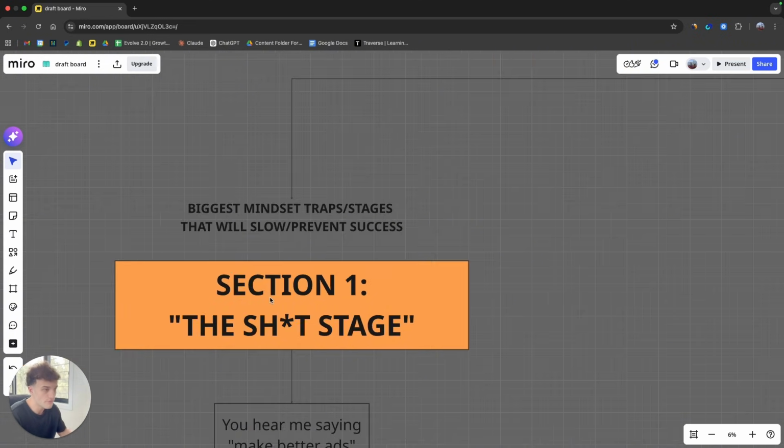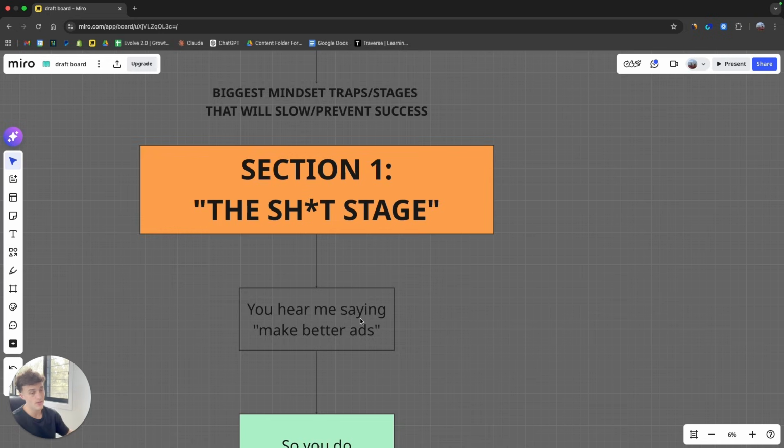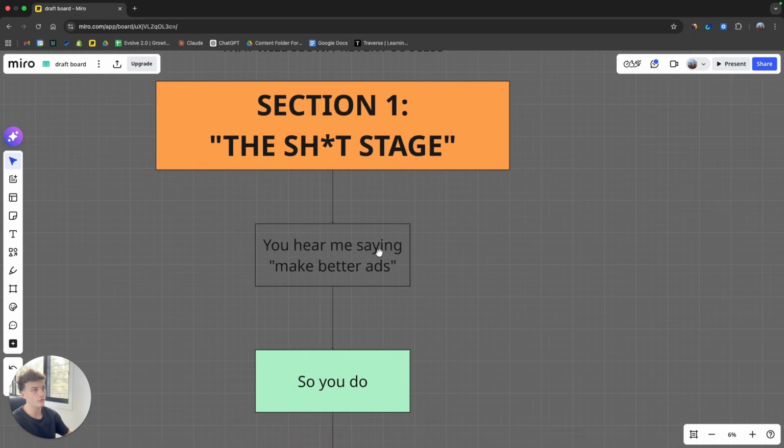So the first stage, section 1. Now, this is possibly the most common stage that everyone goes through in ecom. And when I start to explain it, you're probably going to say, oh shit, that's me. Because again, this is what I fell for initially.